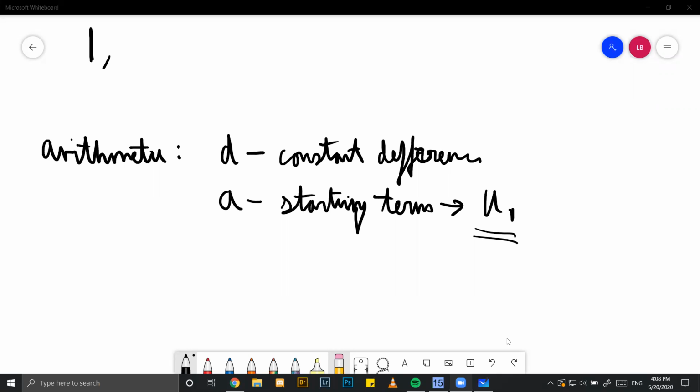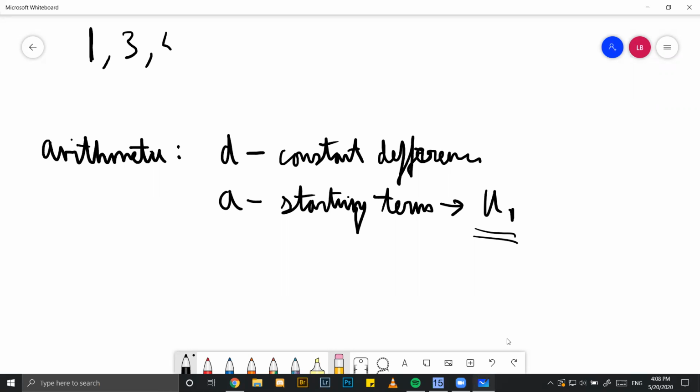So we have d, which is the constant difference, and we have a, which is the starting term. These are the things that define an arithmetic sequence. So 1, 3, 5, 7, and so on. That's what the arithmetic sequence is going to give us. And this idea can define every single possible arithmetic sequence. Anything with a constant difference will have a starting term and a constant difference.